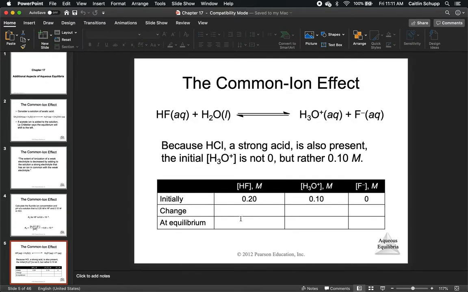So what we're going to do is set up an ICE table, and we've done this before, where we put our equation all the way out there. We know that, remember, liquids get ignored. We're going to put in what we were given initially, and then we're going to calculate a change and what happens at equilibrium.